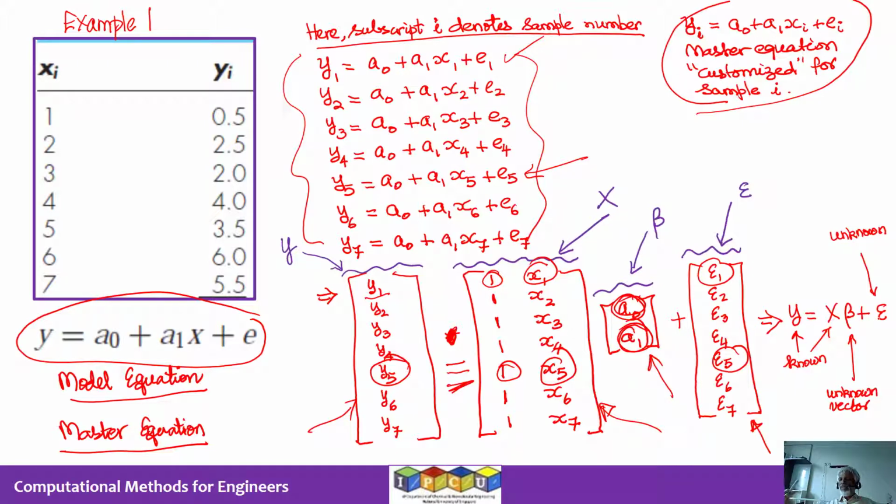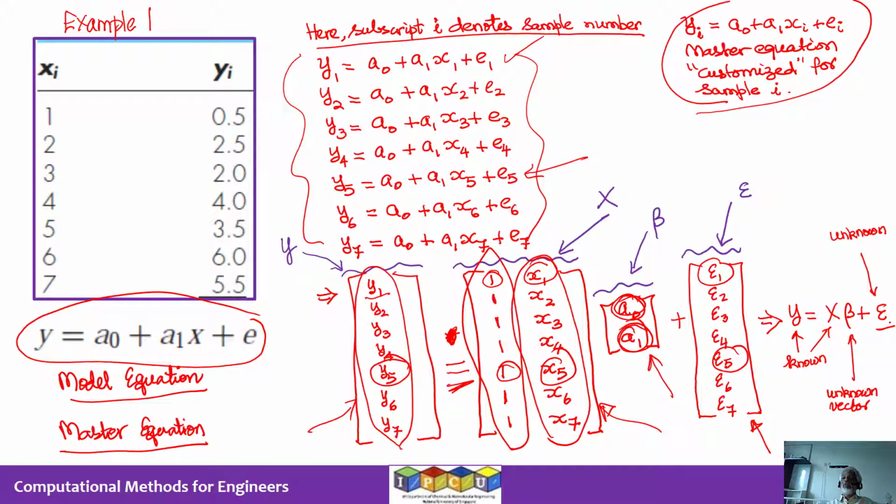In this particular case, we know y and x, because once you have done the experiments, you know y1 to y7. You would also know x1 to x7, and anyway, this is a column of ones. So the x matrix is known, the y vector is known, and the unknown vector is beta. This is the parameter vector, and we are trying to find out what beta is. Because if we know what beta is, then we know a0 and a1, and therefore our parameter estimation problem is completed. Of course, the error is unknown.